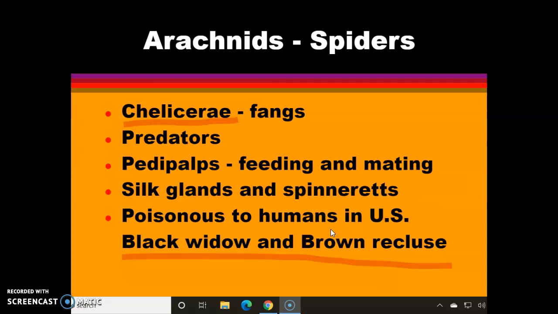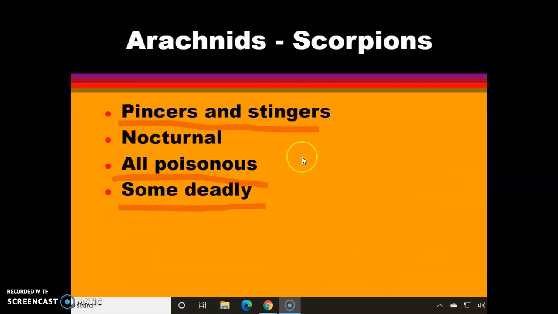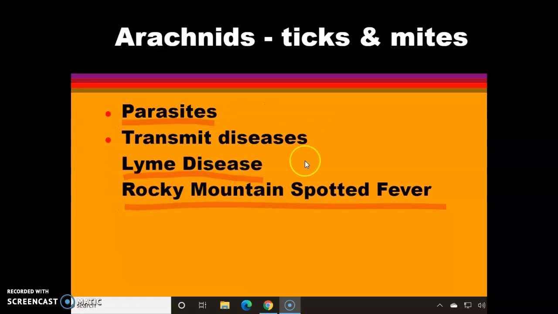And they're poisonous. In the U.S., the poisonous ones we have to worry about are the black widow and the brown recluse. Now, another group of arachnids are the scorpions. They have pinchers and stingers. They're all poisonous, and some of them can be deadly. And then we have the crustaceans. Oh, wait, first let's talk about the ticks and mites. They're parasites. Diseases we have to worry about there are Lyme disease and Rocky Mountain spotted fever.